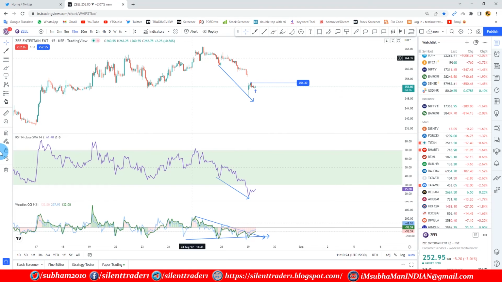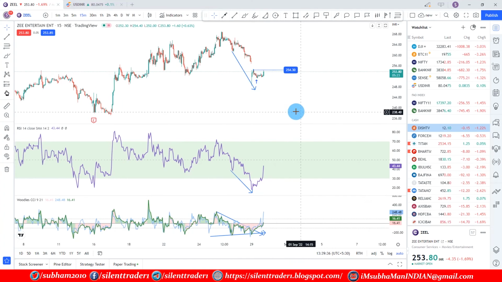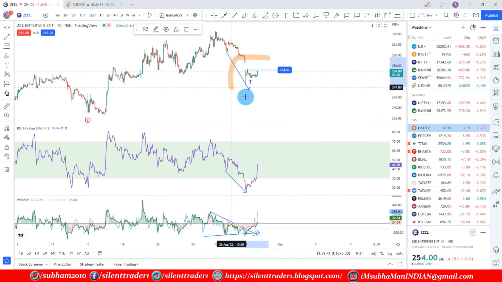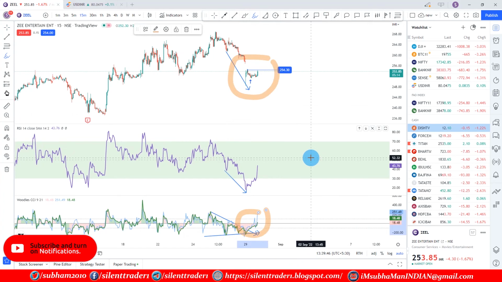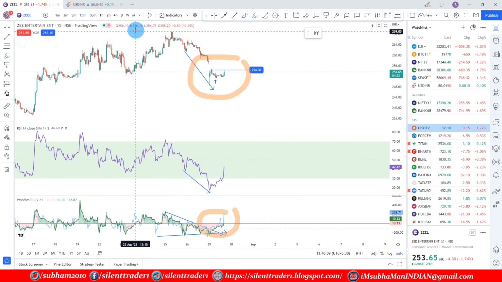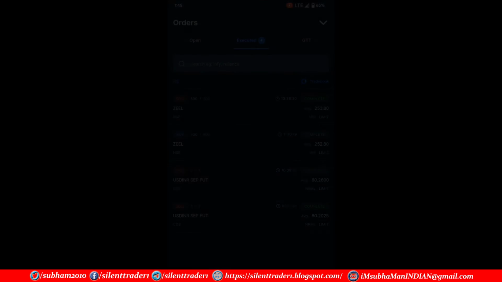My target approximately 254.30. Now wait. Now see the price, which is live. Price is 253.85. Check out the high of this candle. It's 254.40. All done. This is called positive CCI divergence trading.